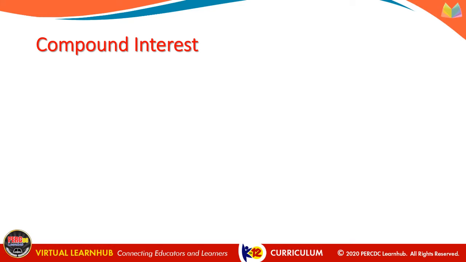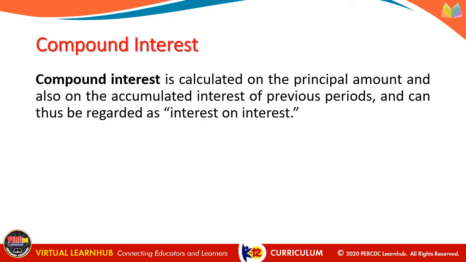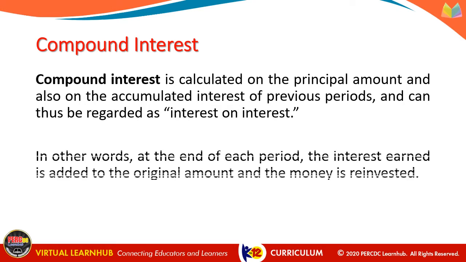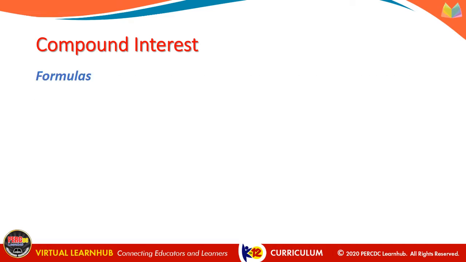Compound interest. From our previous lecture videos, we learned that compound interest is calculated on the principal amount and also on the accumulated interest of previous periods and can thus be regarded as interest on interest. In other words, at the end of each period, the interest earned is added to the original amount and the money is reinvested.